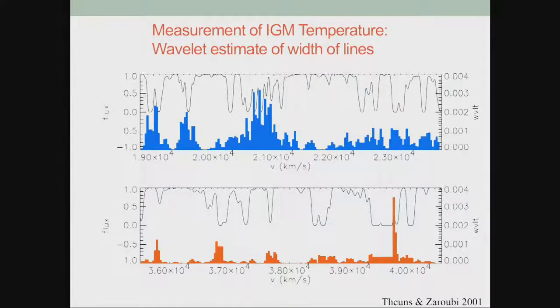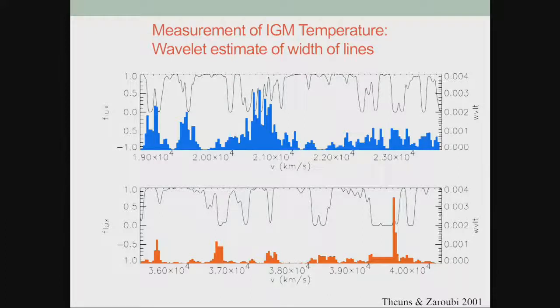From the average width of these lines, you can learn something about the temperature. I told you the Gaussian shape is determined, in part, by the temperature. So you can actually measure the temperature. You can use them as a thermometer for the intergalactic medium temperature. This is very cool, right? Measuring the temperature of a gas in the intergalactic medium is very hard, but they give us this possibility.